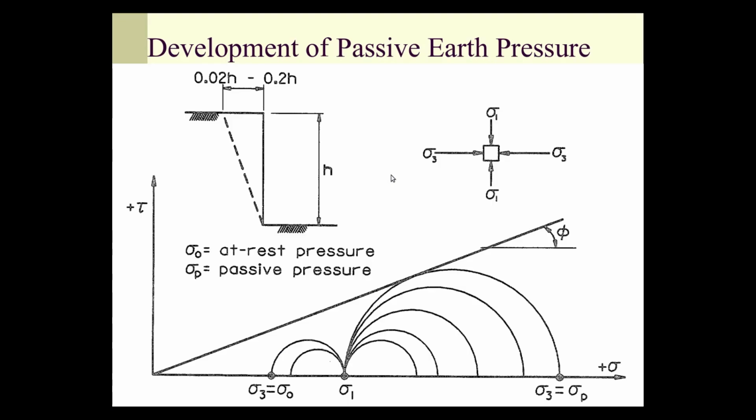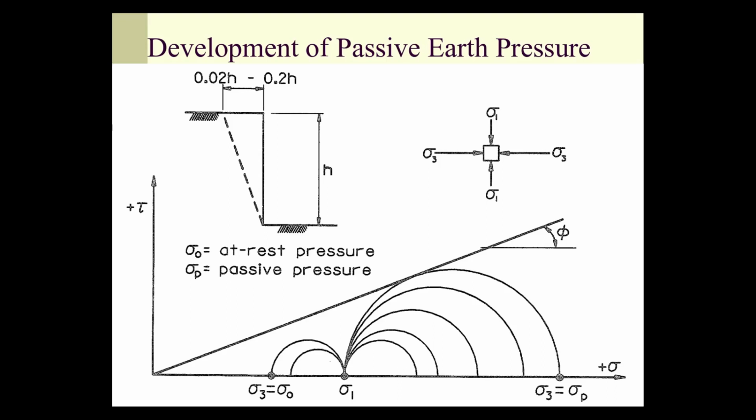Passive earth pressures are developed differently. They assume that something is pushing into the wall. You see, they're just opposite. What happens is we start out with a vertical pressure, and the horizontal pressure increases until we get failure. In the other one, the horizontal pressure decreased till we got failure. In this case, it increases.